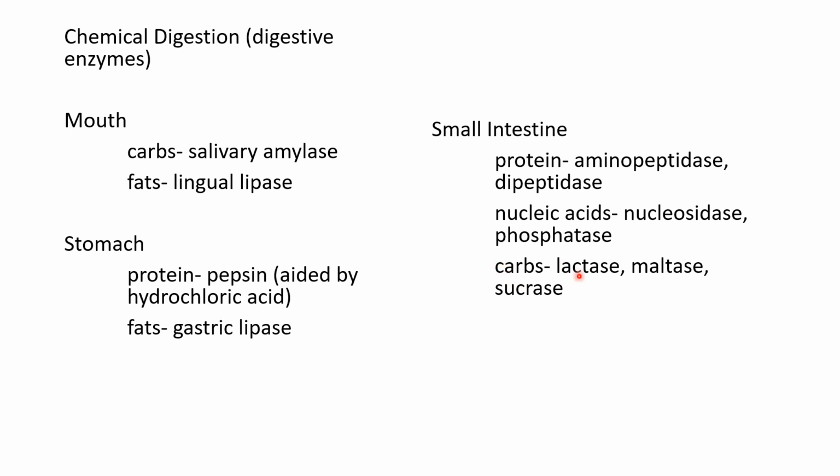And then for carbohydrates, lactase is an enzyme that can digest milk sugar, lactose. Maltase is an enzyme that can digest another type of sugar called maltose. And then sucrase is an enzyme that can digest sucrose, which is what you find in table sugar.